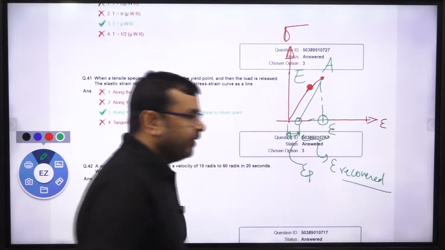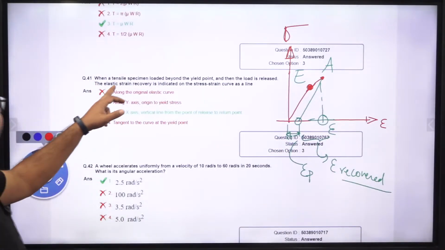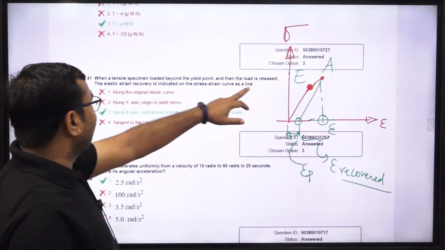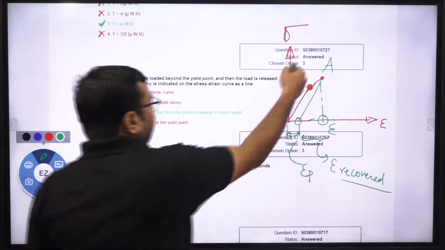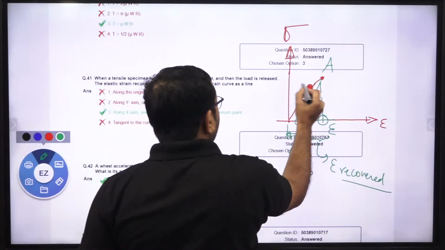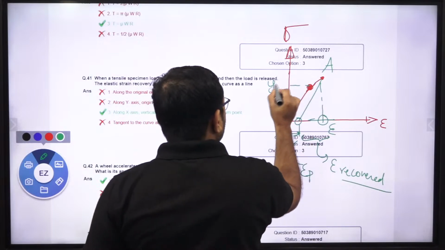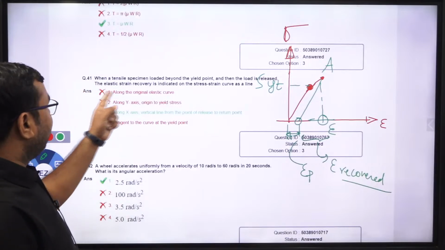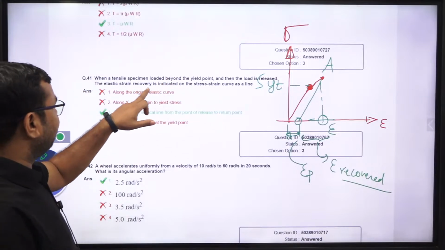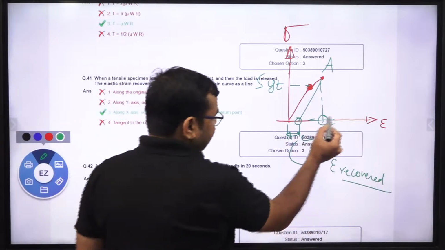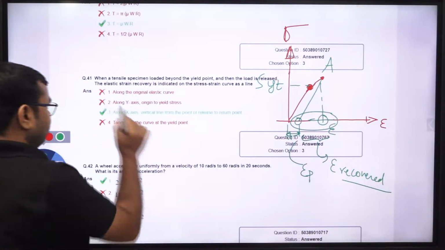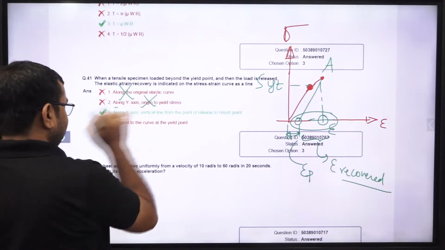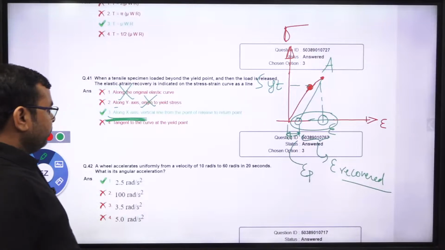This is the recovered strain. So in this question, when a tensile specimen is loaded beyond the yield point, this is the yield point, SYT, correct? Beyond the yield point, if we load and then unload it, the elastic strain recovery is indicated on the stress-strain curve. The option saying elastic recovery along the original elastic curve is an incorrect answer. Along the y-axis, this is wrong. Along the x-axis, this is right.